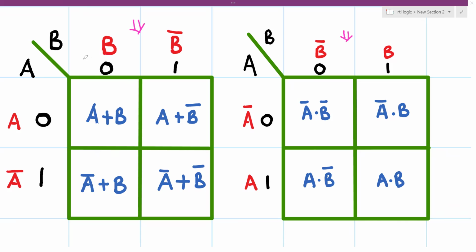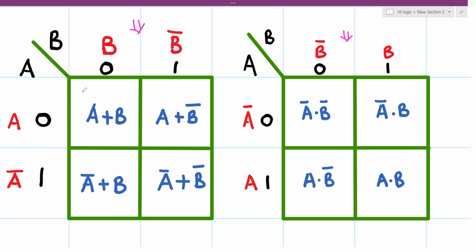So on the left side first, you see the variables A and B. 0 here means the uncomplemented form of variable A, and 1 here means a complemented form of variable A. Similarly, 0 is the uncomplemented or non-complemented form of variable B, and 1 is a complemented form.